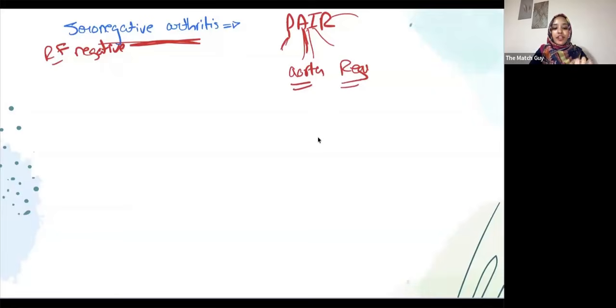Decreased thoracic mobility, very good. Limited chest wall expansion. So if we do a pattern, yes, it's going to be a restrictive pattern. If we check the DLCO for the patient, is it going to be low or normal? Normal. Why is it normal?